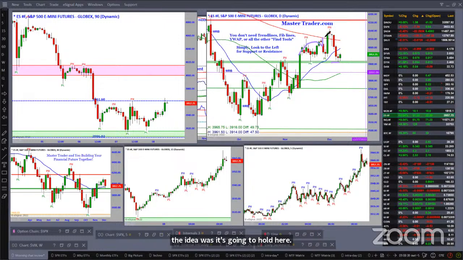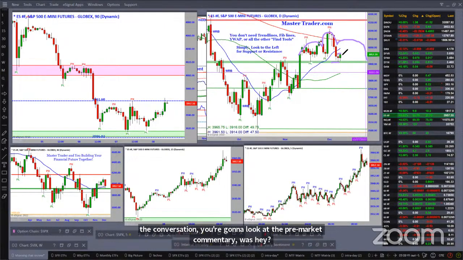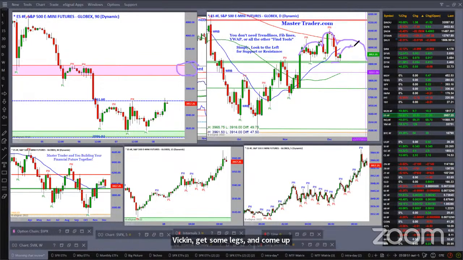And if you remember the conversation, the pre-market commentary was, hey, if it can get some legs and come up here, right, somewhere in this area, and it comes up into this area, that is where sellers are going to want to show up. And then from there, we'll see whether we get this or whether we get this.